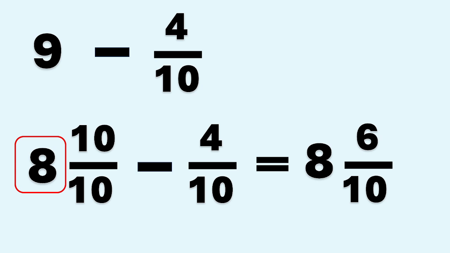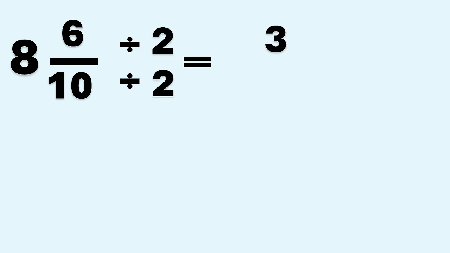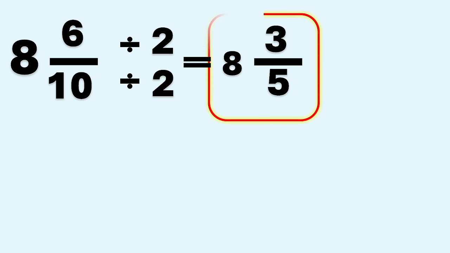6/10 can be reduced to lowest terms because 6 and 10 have a common factor. Let us divide 6 and 10 by their GCF 2. So 6 divided by 2 equals 3 and 10 divided by 2 equals 5. Then copy the whole number 8. So our final answer is 8 and 3/5.